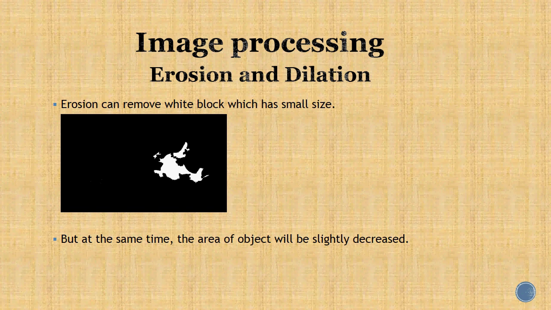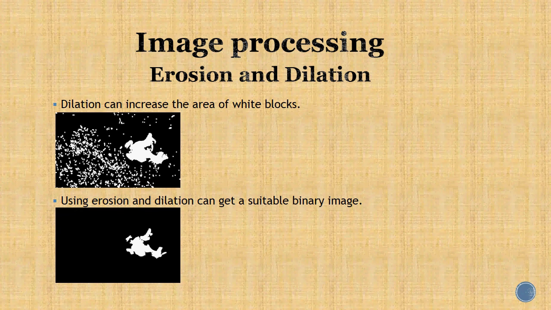Here I use erosion and dilation to get a better binary image. Erosion can remove small white blocks, but at the same time the area of the object will be slightly decreased. So I use dilation to expand the area of the object.